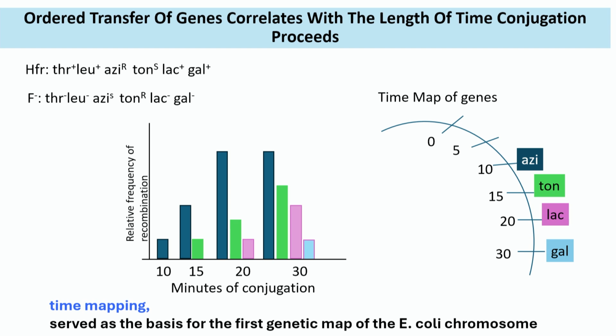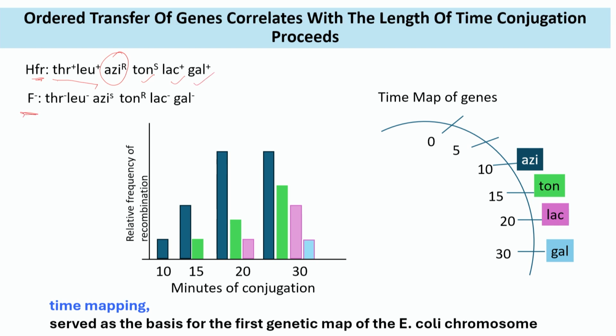So now let's look at an example. How do we understand this ordered transfer of genes by using a conjugation experiment? Pay attention to this Hfr strain. What you see is that this Hfr strain has threonine, leucine, and it has a resistance gene for azithromycin. It is TON sensitive, which is required for some metabolic processes. It is LAC positive and it is GAL positive.